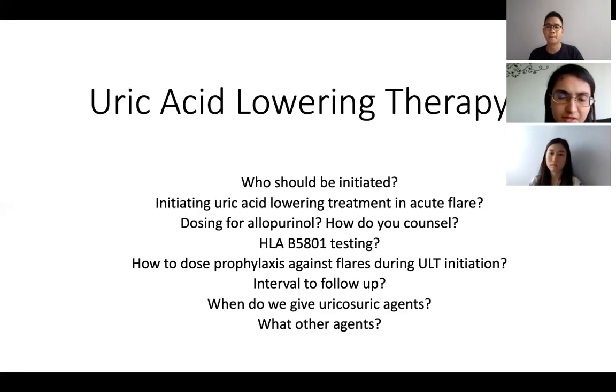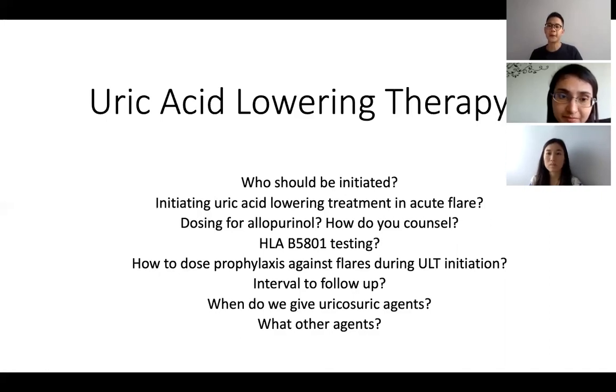And number four, even in those people who are HLA B5801 negative, severe cutaneous adverse reaction can happen in about 10% of them. So in clinic, oftentimes it's discussion with the patient and shared decision making. If they opt to test for the HLA and they're found to be positive for it, then we will not start allopurinol, and we will then treat them with alternative agents.